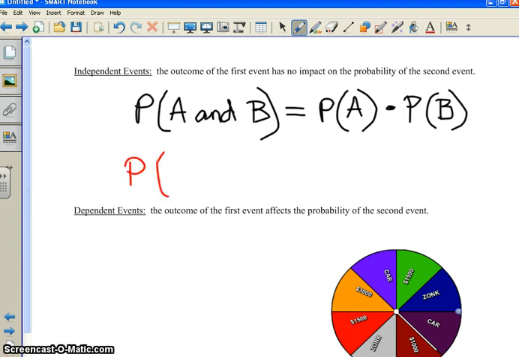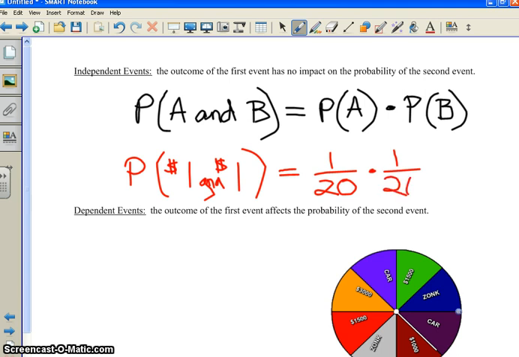We want to figure out the probability of spinning $1 and spinning $1 again. Well, the chance of spinning the dollar on the first spin is 1 out of 20. There's only 1 space out of the 20 that's marked $1. And then my probability of spinning it again is the same. There's only one $1 spot. And if I multiply those together, I have a 1 out of 400 chance of winning the $1,000.